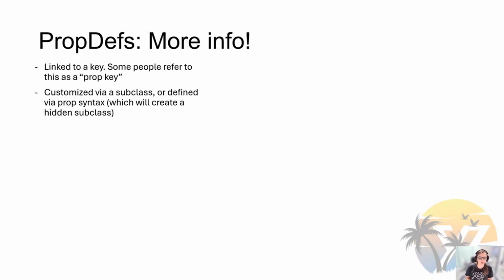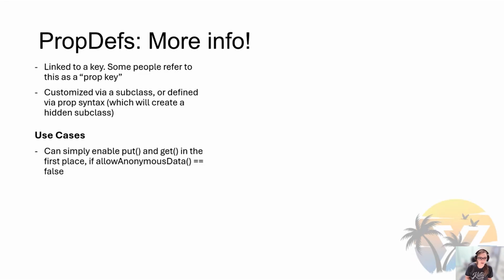All right, more info on PropDefs. Each PropDef is linked to a key. You'll often hear people refer to this key as a prop key. To customize a PropDef, you subclass PropDef, or you define it via prop syntax. And behind the scenes, prop syntax will create a hidden subclass of PropDef with a bunch of overrides containing all of the behaviors you've customized.